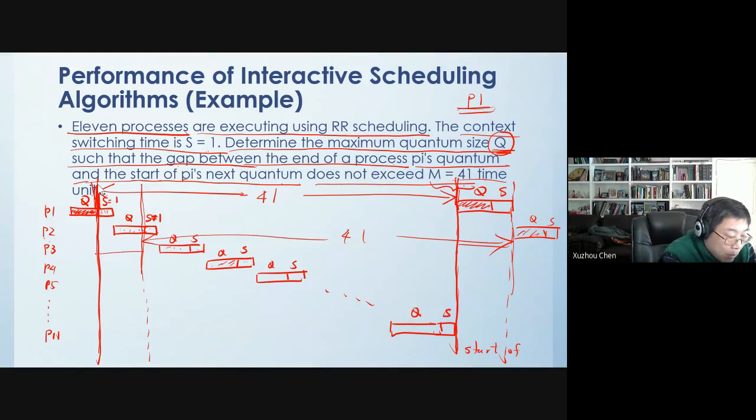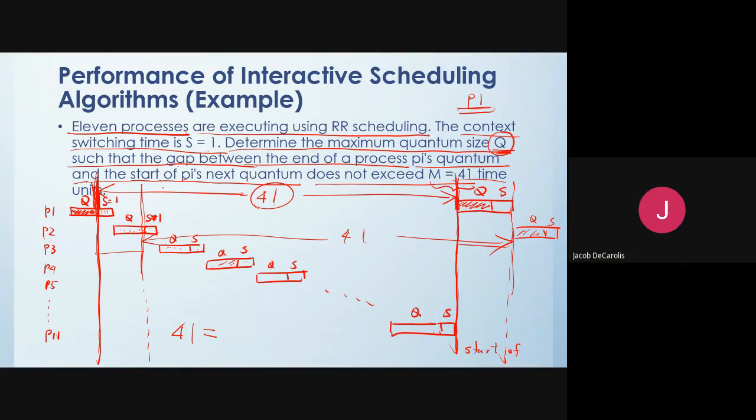Okay, so let's see. You have 41. Now 41 equals what? We want to find what Q is, right? So this is how it can be adding up. How many context switchings are there between this one and this one? How many context switchings? 11.